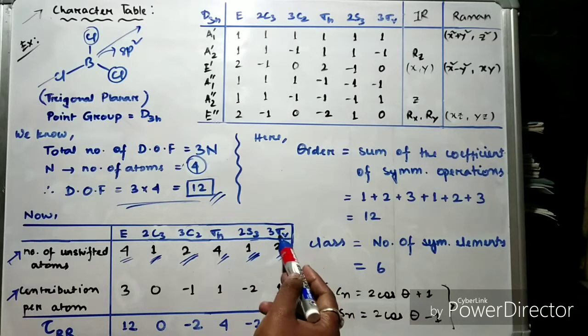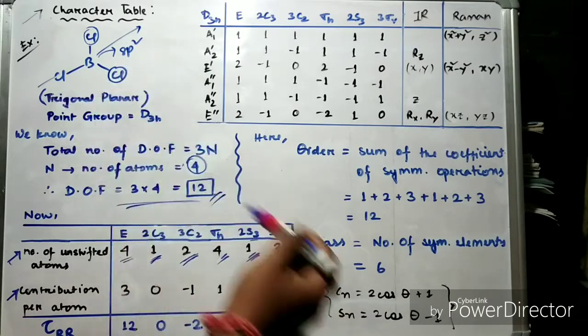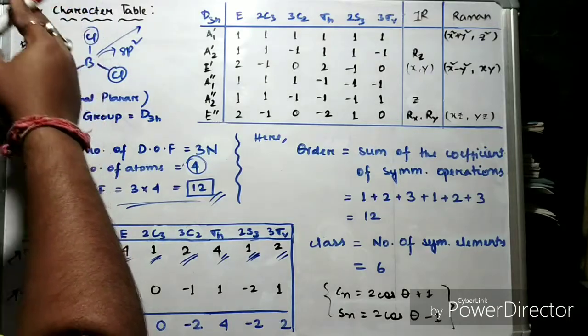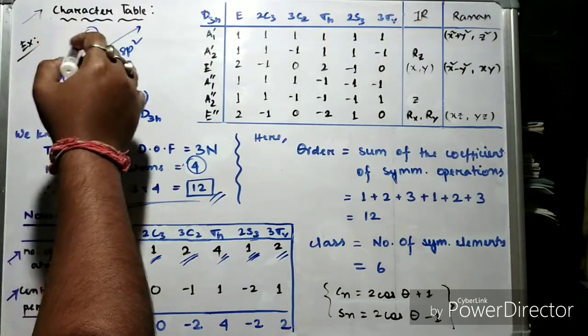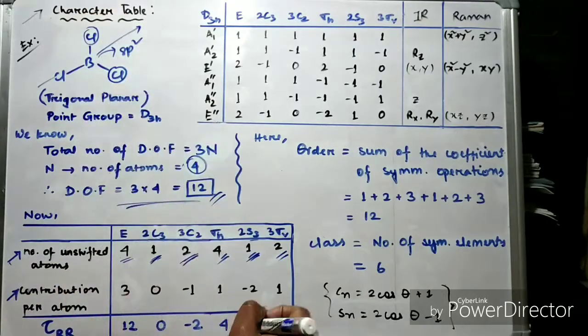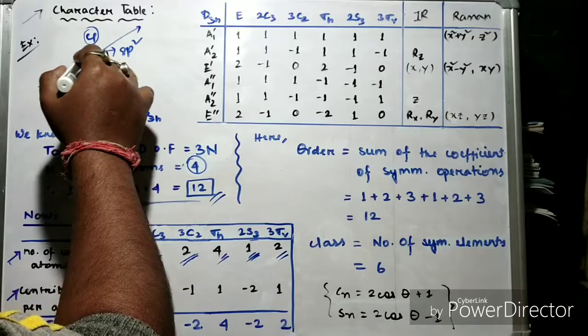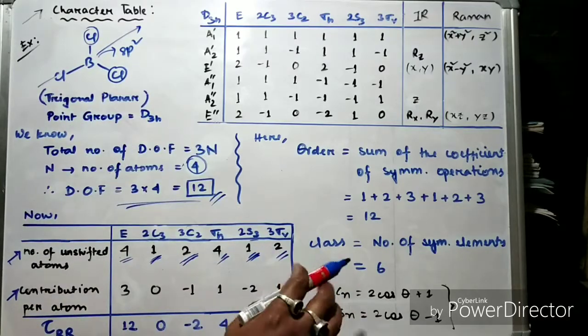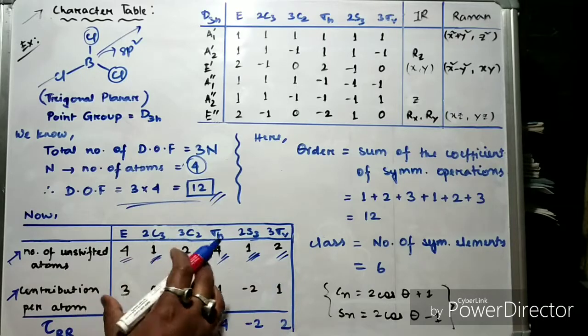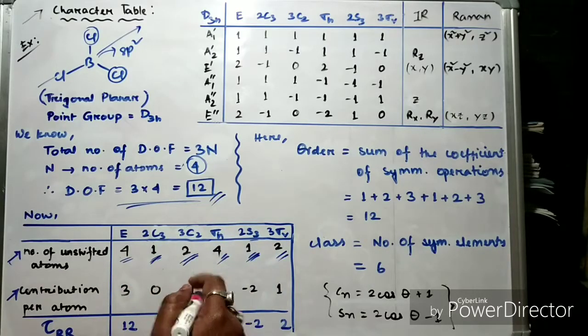sigma v plane. We can also check that if we put the sigma v plane, this plane will pass like this. It will bisect the other two Cl atoms. Because these two atoms will get reflected, only two atoms will remain unshifted. So in this way we can find out all the unshifted atoms corresponding to these symmetry operations.